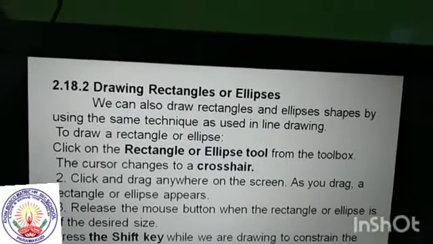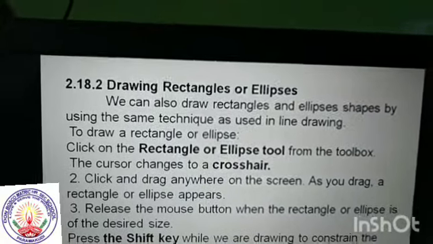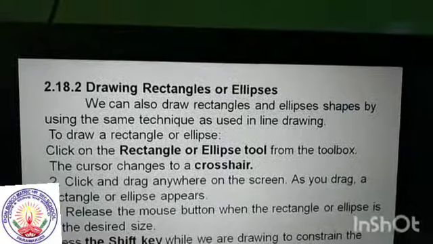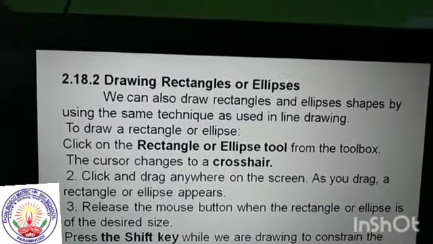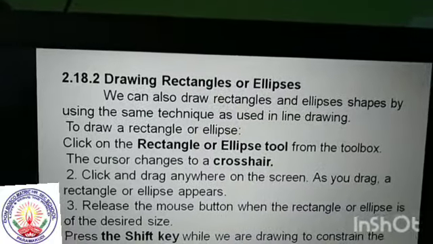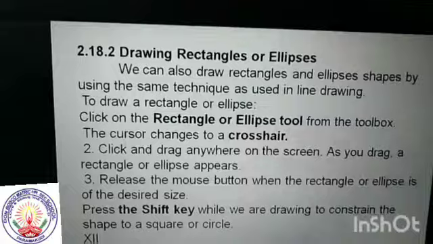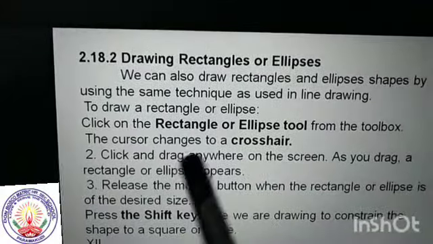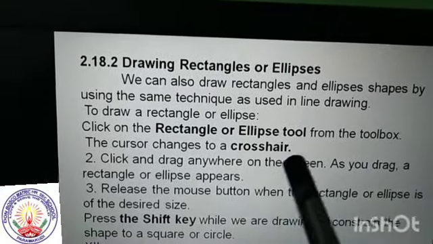Next one, drawing rectangle and ellipse shapes. Dear students, we have to follow the same procedure for the rectangle and ellipse tools. If you want to draw a rectangle shape or ellipse shape, you have to follow this concept. Click the rectangle or ellipse tool from the toolbox. The cursor changes to a crosshair.